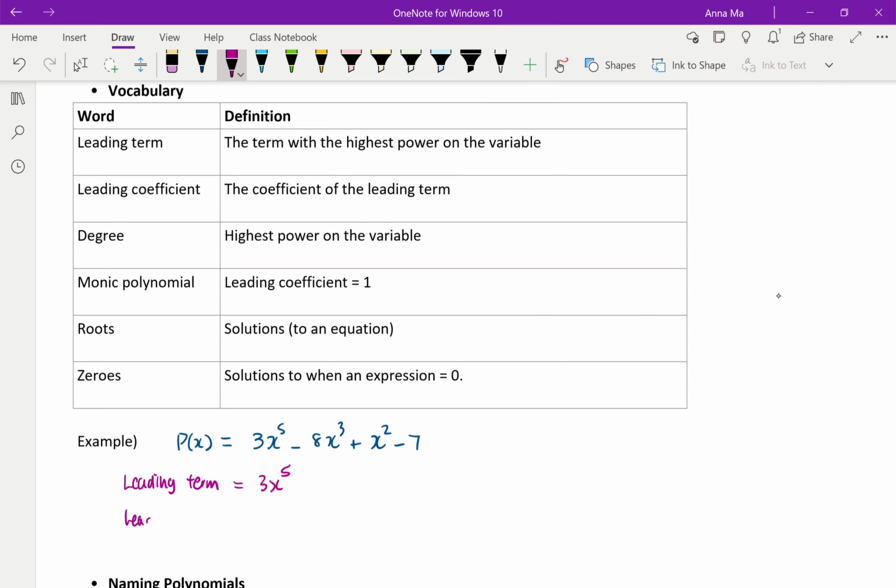If the question asks for the leading coefficient, then it will be the coefficient of the leading term, so it's 3. It is not the highest coefficient, it's the coefficient of the leading term. If the question asks for the degree, we often say deg p of x, which is going to be the highest power on the variable. The highest number I can see is 5, so the degree of the polynomial is 5.